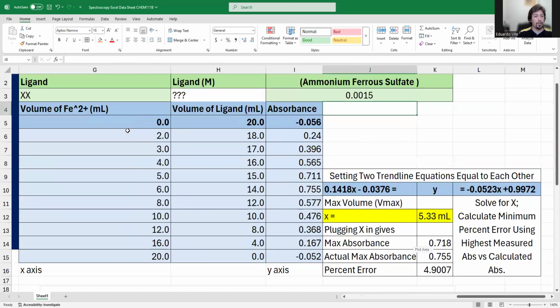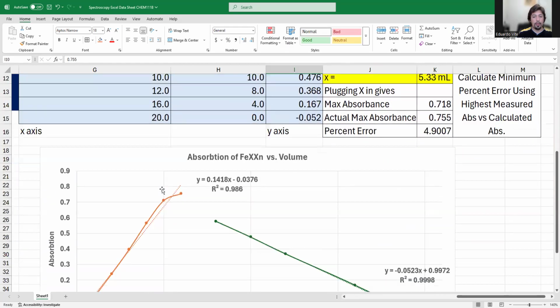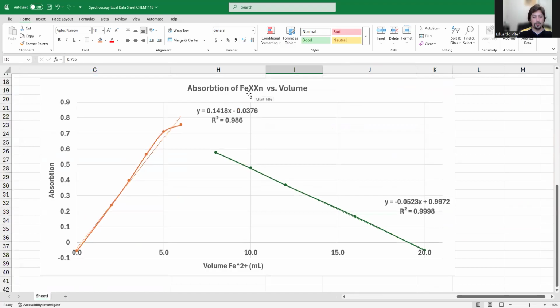So again, we had a volume of Fe2 plus, we had a volume of diluted ligand, and then from here we have the absorbance values. And so we're going to be plotting that right here, the absorption of your FeXX ligand versus the volume. And so here, this orange one shows you as the volume of Fe2 plus is going up from 0 to about 6 milliliters, the absorption is also going up roughly linearly, see? And then it kind of starts tapering off.